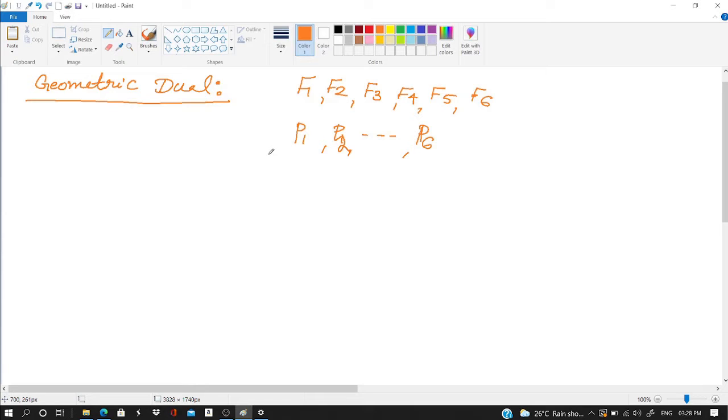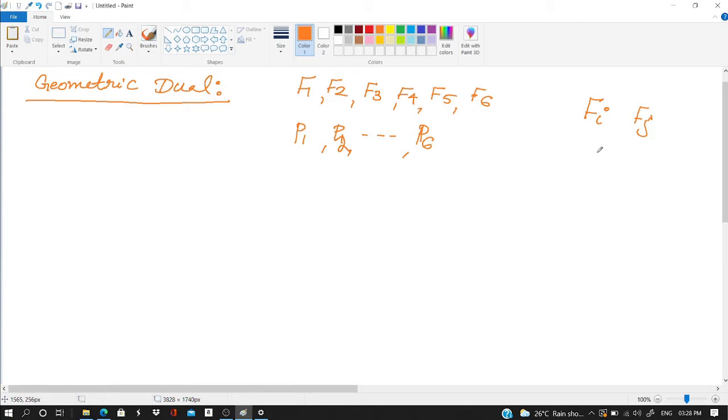If we consider the ith face and the jth face, if Fi and Fj are adjacent, that is, if they have a common edge, we draw a line joining points Pi and Pj that intersects the common edge between Fi and Fj exactly once. If there is more than one edge common between Fi and Fj, draw one line between the points Pi and Pj for each of the common edges.